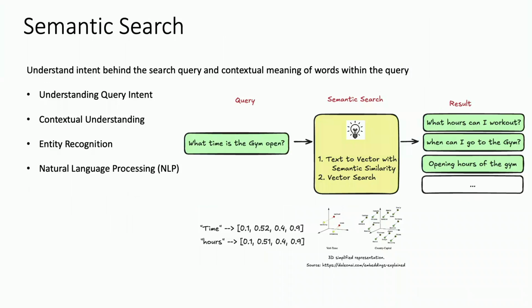semantic search. And semantic search is a big piece of the RAG architecture, but it's about understanding the meaning and intent of what the user is saying.